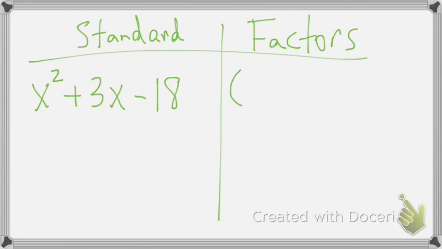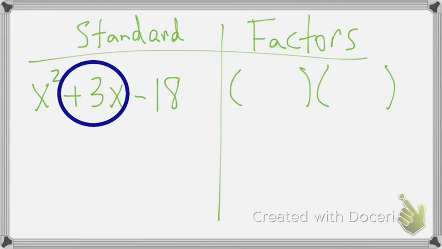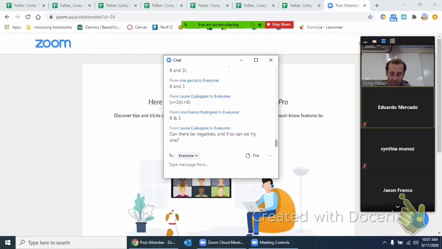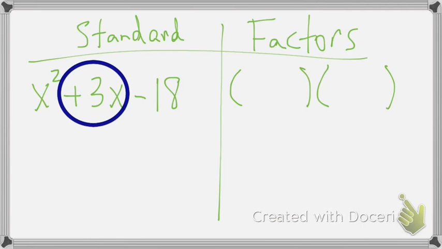Okay, so now what do we want our numbers to add to? Don't think about the negative, just ignore the negative. Our numbers have to add to positive 3, correct? Is everybody okay with that? The number in the middle? Okay, but what do they need to multiply to? Negative 18. Okay, so now let me ask you this question. So far it's nothing different. Still have to add to the middle, multiply to the end.